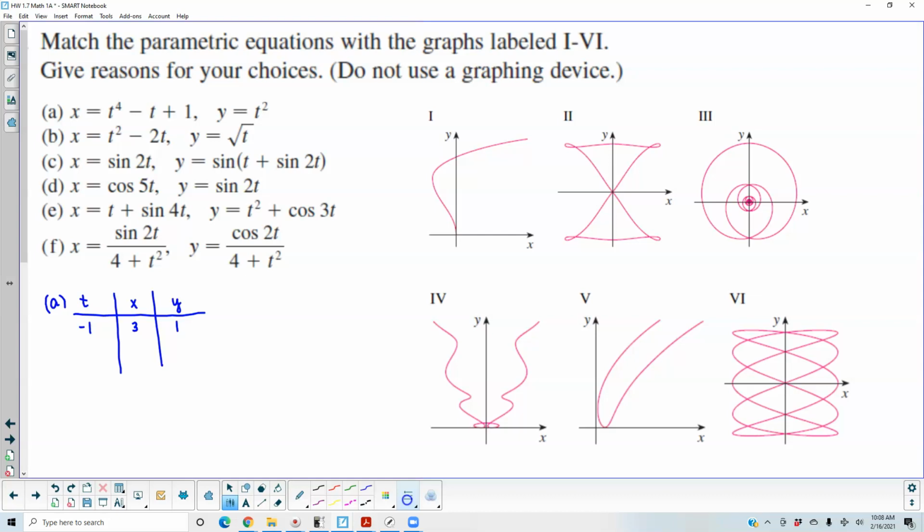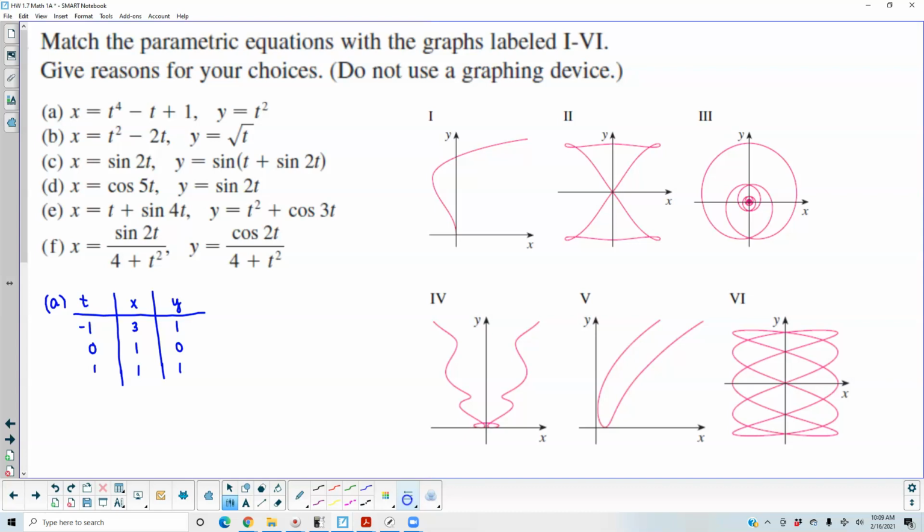Now if we put in 0, we get 0 minus 0 plus 1, which is 1, and then we get 0. And if we put in 1 into that graph, then we get 1 minus 1, which is 0, plus 1, which is 1, and then we get 1.